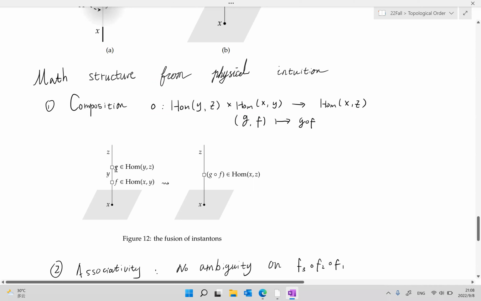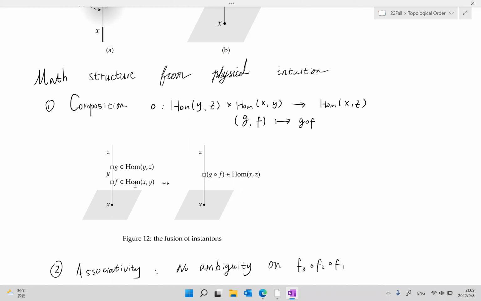if we have two instantons, we can move them in the time direction and collapse. So we collapse Y, and we will finally get some instanton between X and Z. Should they be equal? Yeah, it's equal.